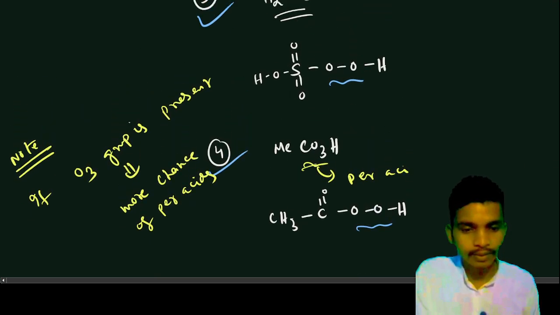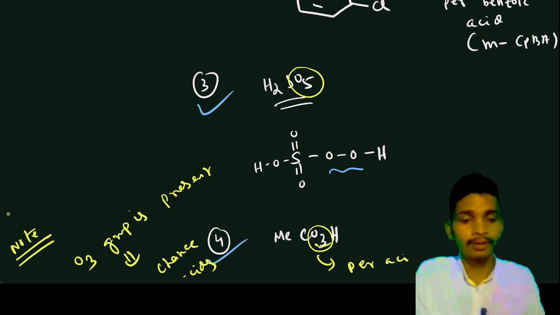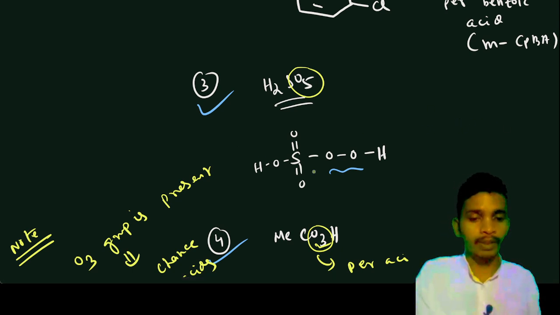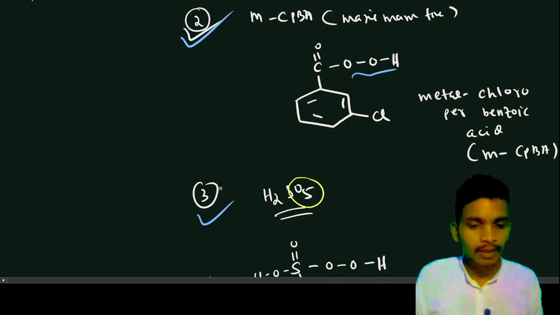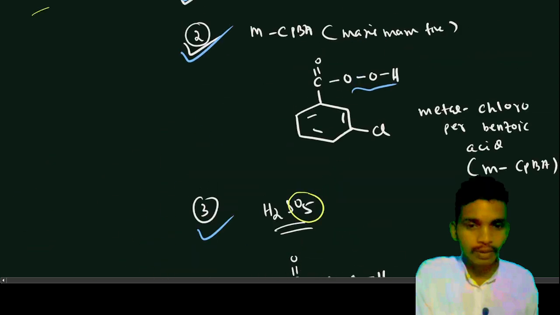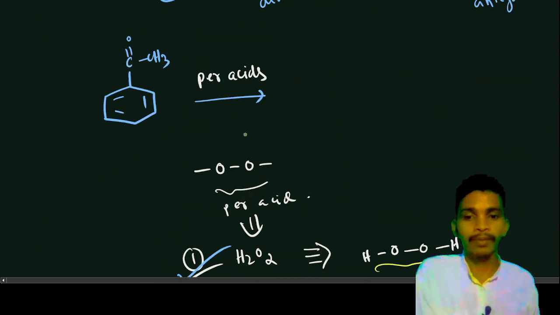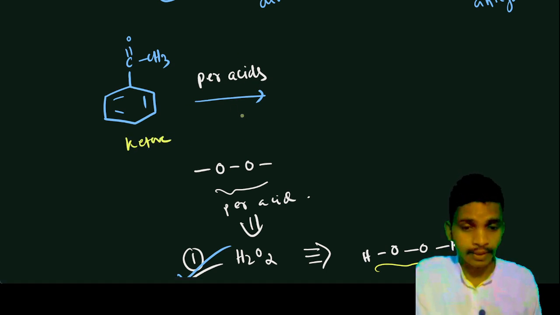Here also O3 is there, so there is a chance of peracid. Here also SO5 is there, so if O3 or more than 3, O3, O4, O5, is there, then the chance of peracid is there. Here O3 is not there, but most of the time if you see O3, then there is a chance that a peracid is present. So these are the basic things about the Baeyer-Villiger oxidation. If a ketone group and a peracid are there, then we will do the Baeyer-Villiger oxidation.